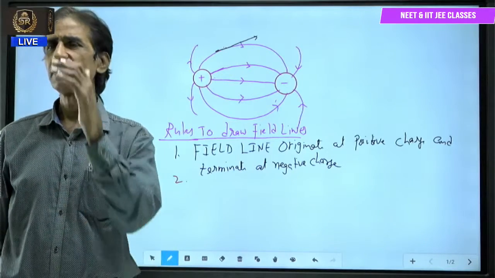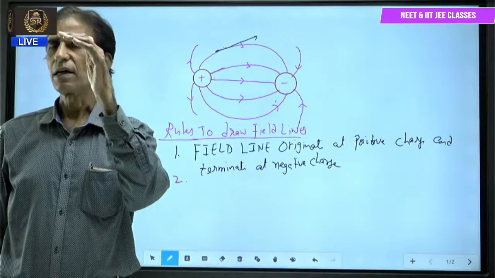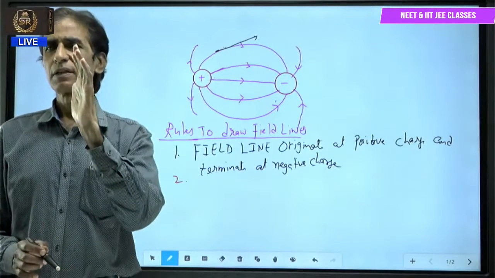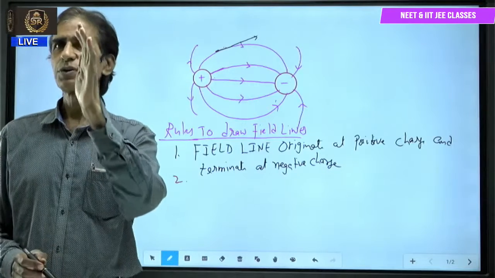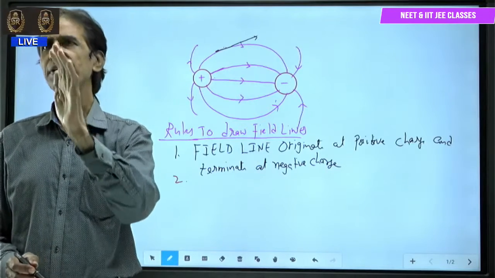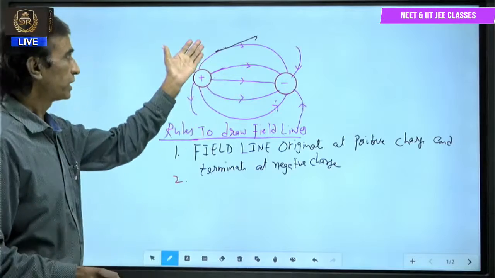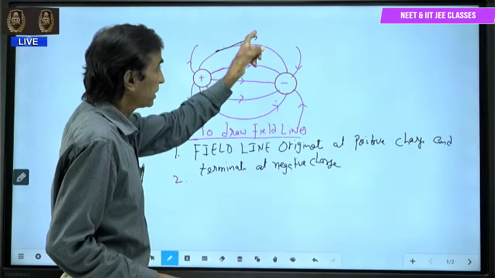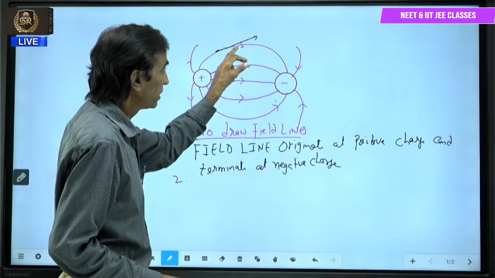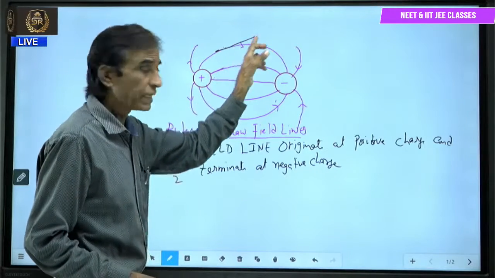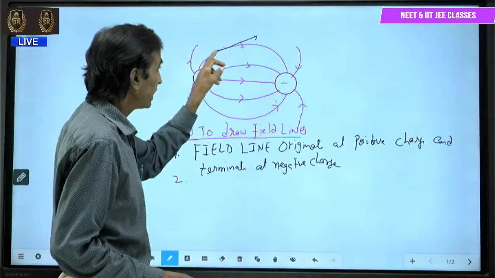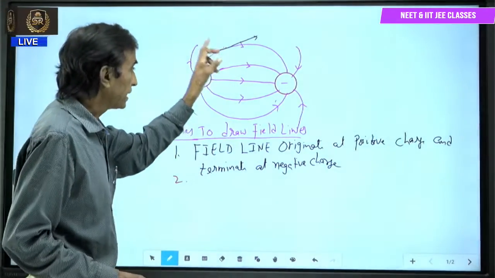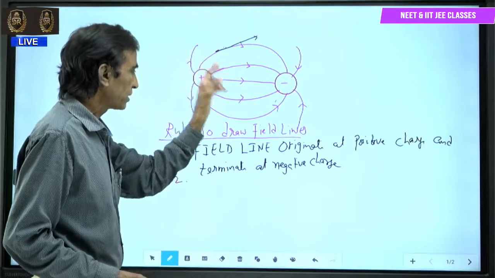Listen to the point here. At one point on the field line, if we draw a tangent, the direction of the tangent should indicate the direction of the field. I have drawn a tangent, and this is the direction of the field. Is it correct or not? The field is in this direction only, so at this point it will be in this direction. Therefore, this tangent should indicate the direction of the electric field.